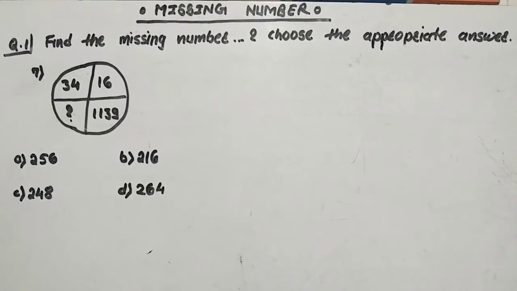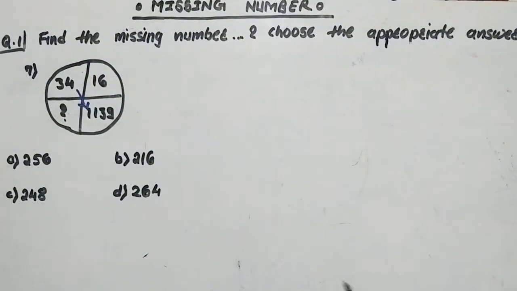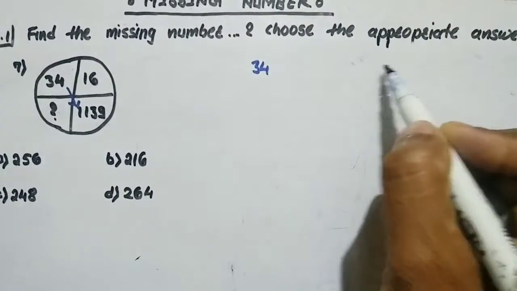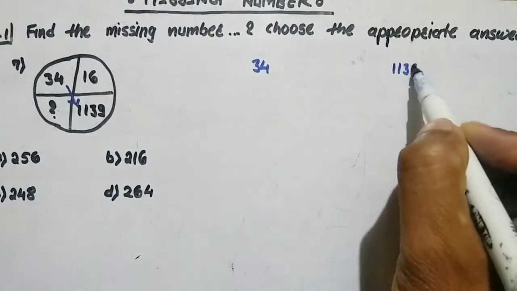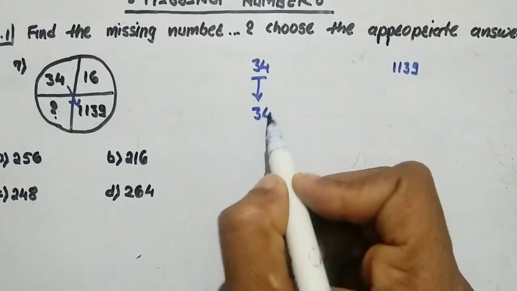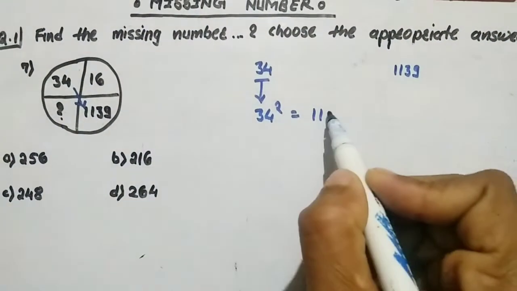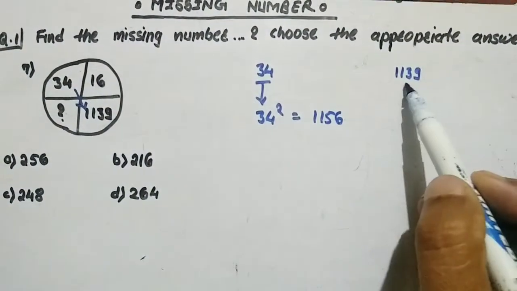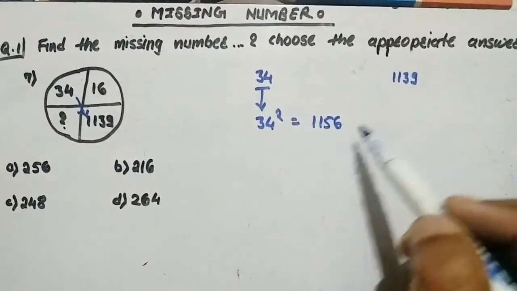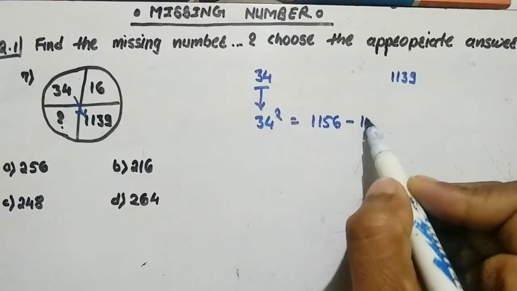So example number 7, we always choose opposite pairs, so that is 34 and 1139. So I will write here 34 and 1139. So first I will take the square of 34, that is 1156, right? And 1139, 1156. So first I will subtract those numbers, then I will get 17, right?